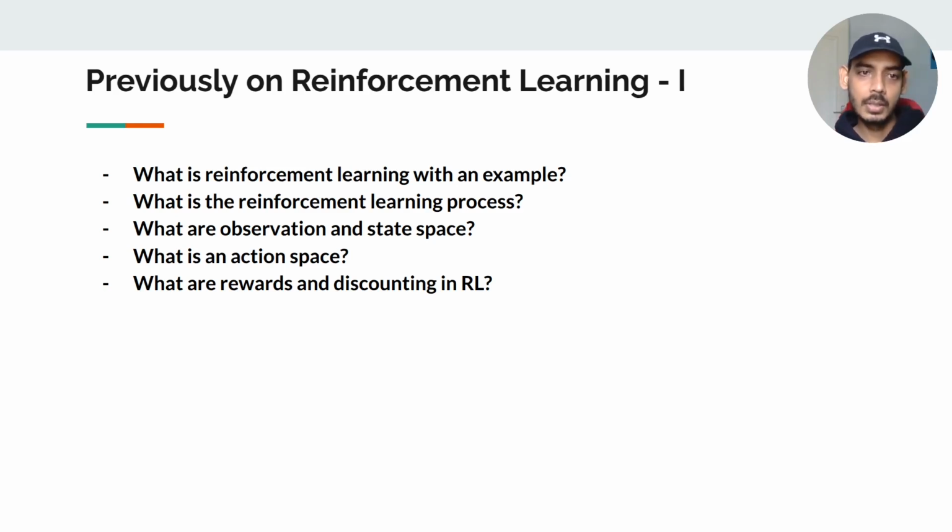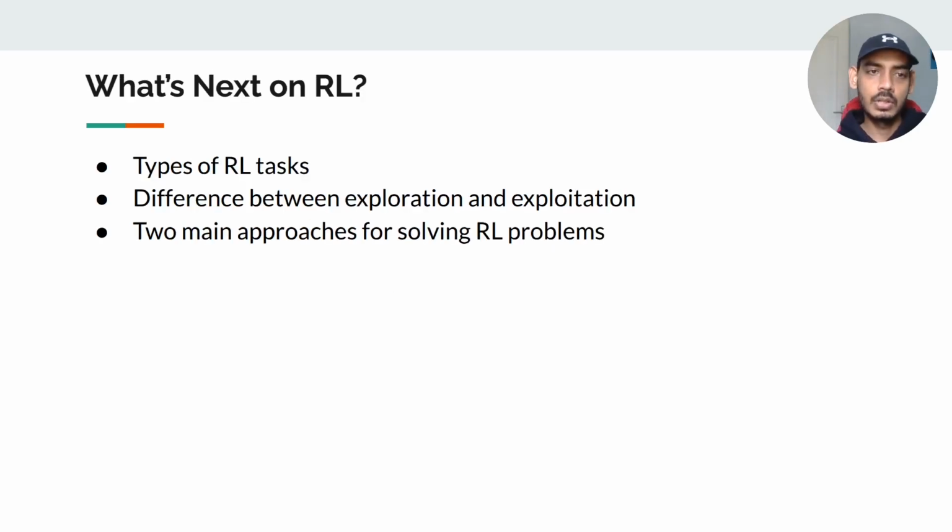And then we discussed observation and state space, and then we talked about action space. And then we discussed rewards and discounting in RL. Now in this section, we'll talk about different types of RL tasks, and then we'll discuss exploration and exploitation in RL, and then two key approaches for solving RL problems.